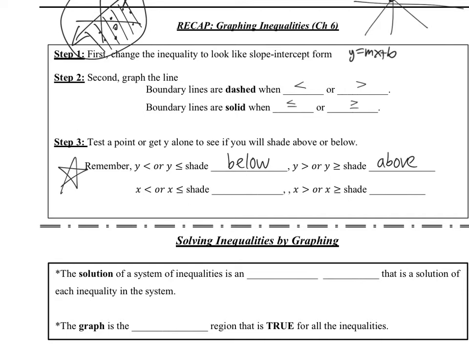All right, and then also, x, if it's a vertical line where x is less than or x is less than or equal to, we're going to shade to the left. And if it's greater than or equal to, we're going to shade to the right. Okay, so if it's a vertical line, it's a little bit different because there is no above or below. So just be aware that if it's less than or equal to, you're going to shade to the left. Greater than or equal to, you're going to shade to the right.